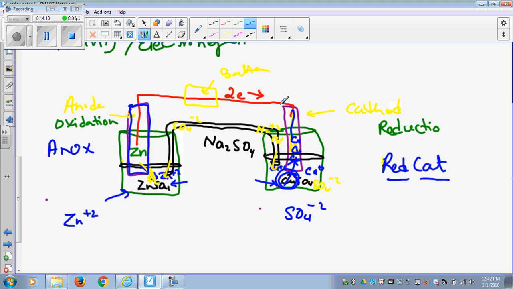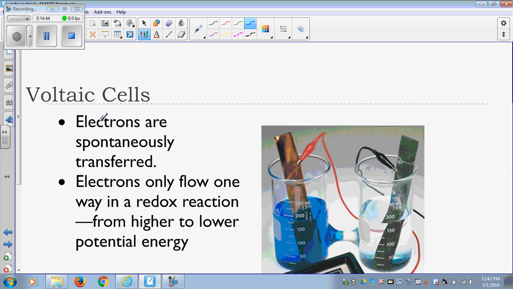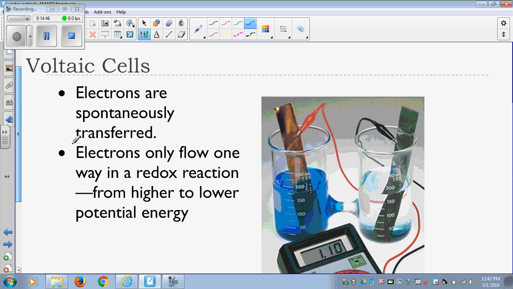So this is basically the whole chemistry. You need to understand the purpose of the salt bridge. This is called the salt bridge. The salt bridge keeps the balance of the electrolytes, so that none of them gets supersaturated with any one type of ions. So this is how this whole thing works. So let me see now what your note says. In the voltaic cells, electrons are spontaneously transferred. The example I gave you was zinc and copper sulfate.